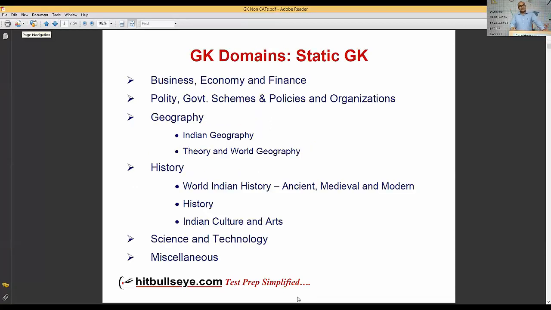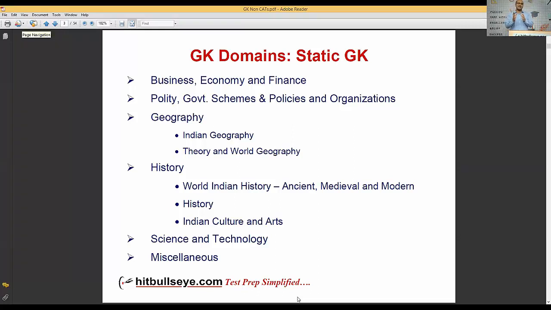So again, as I said earlier, general knowledge questions can be broadly classified under two broad heads: static GK and current GK. Static GK, as the name suggests, covers areas which are not dynamic, which do not change over time. For example, history, geography, etc. And of course, current GK is concerned with your current affairs.